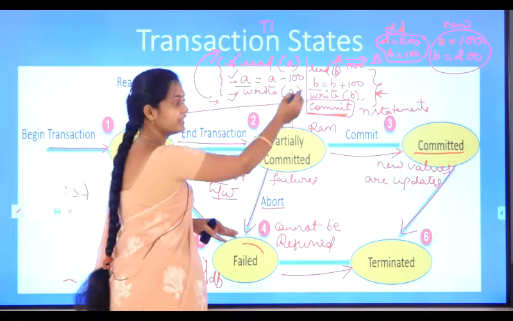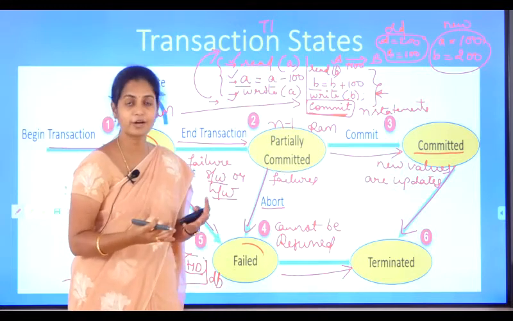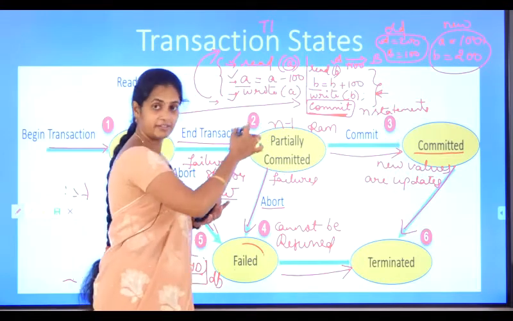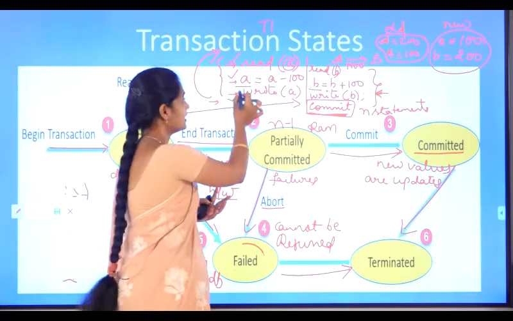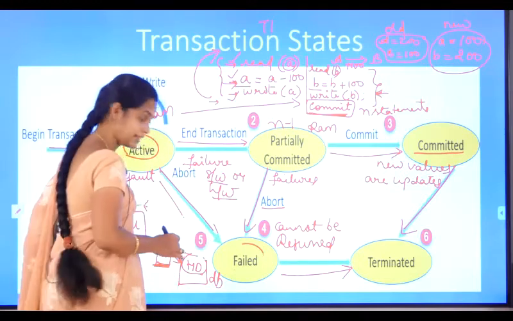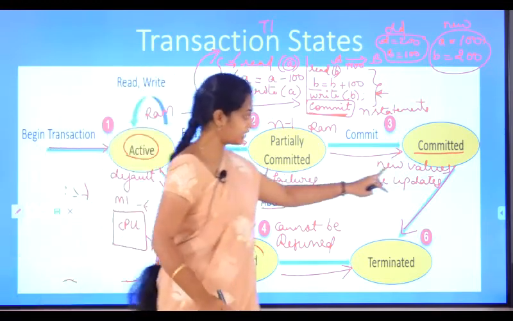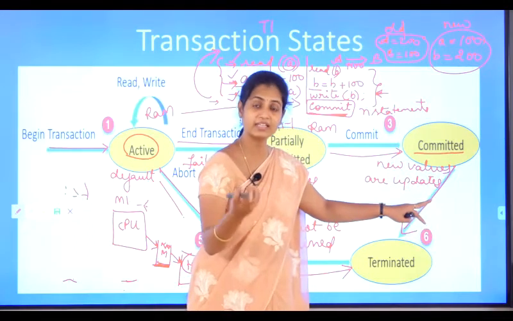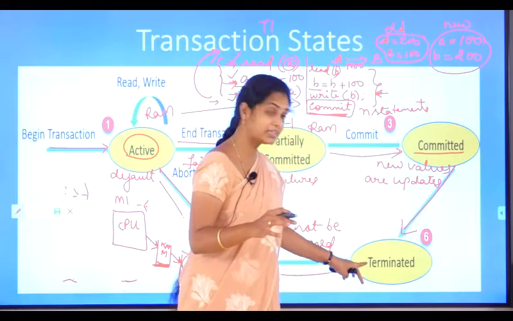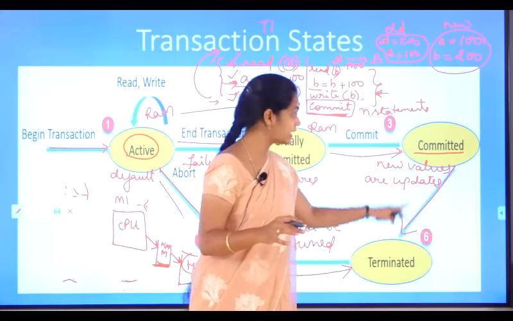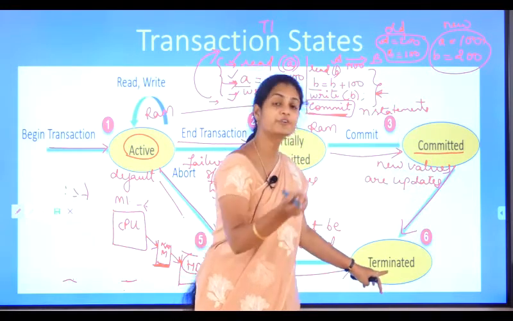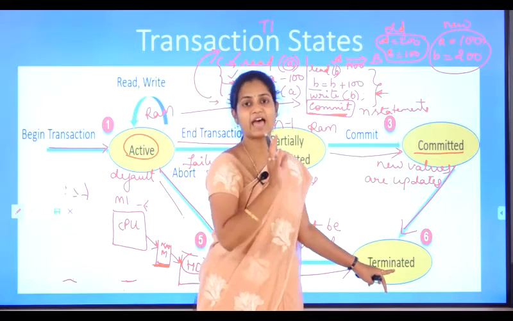This transaction will hold some resources, meaning memory will be occupied by the transaction. So why is the memory held? See here, we are accessing A, we are accessing B, some ALU operations are being performed, right? Where will this ALU be? In the CPU. So whatever resources we are holding right now should be released. That is nothing but terminated. When will it be terminated? After committing, meaning after completing your transaction, you have to release your resources back to the memory.